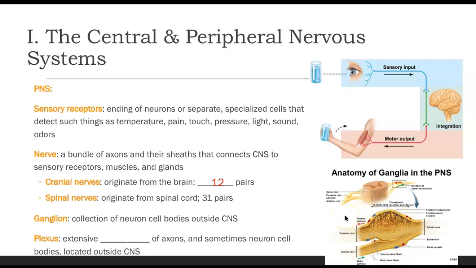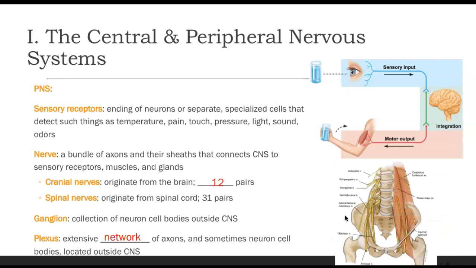Now, another term we use for the peripheral nervous system is plexus. And this is going to be defined as an extensive network of axons, and sometimes the neuron cell bodies, that are located outside of the central nervous system. So an example of this would be our lumbosacral plexus here. You can see it's coming off of the spinal cord. We have all these different spinal nerves here that are creating a network or a braid. It's very complex in here, in order to come together and finally create these terminal nerves. So this area is the plexus. Specifically, this one is the lumbosacral plexus.